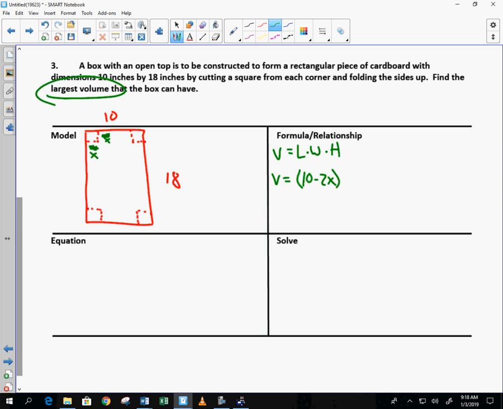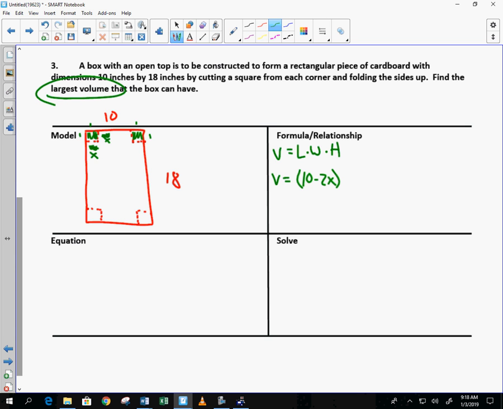So when we fold up these corners, you're getting rid of that space and that space. So it was 10, but you're subtracting off x and you're subtracting off x. So the new width is going to be 10 minus 2x. Suppose you cut a 1 by 1 square. So this was 1 here, and this was 1 here. So our width now, instead of being 10, is going to be 8.